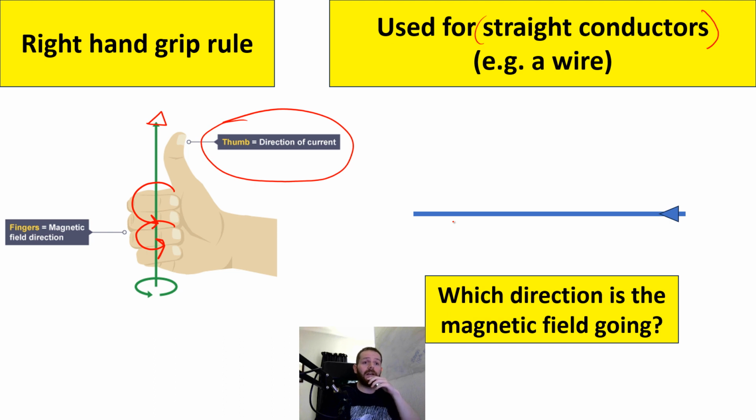So I'll pause this for a second, have a look at it. Use your right hand grip rule. Which way is the magnetic field going in this image? So pause it, have a quick think about it. Line your thumb up with the current. Which way are your fingers curling round? Okay, let's go through the answers to this.